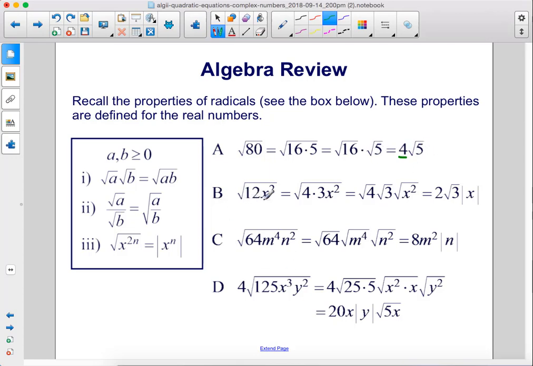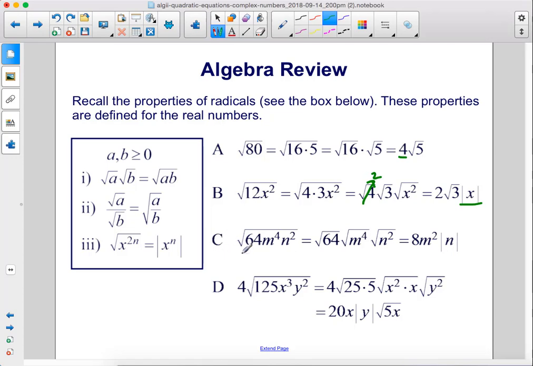For the square root of 12 times x squared, we can break this up into 4 times 3 times x squared, and break that into three different radicals. This one becomes 2 because the square root of 4 is 2. So 2 times the square root of 3 times the absolute value of x, because if we take the square root of x squared, we get the absolute value of x.